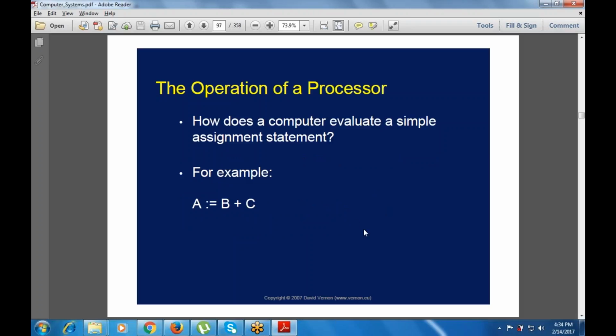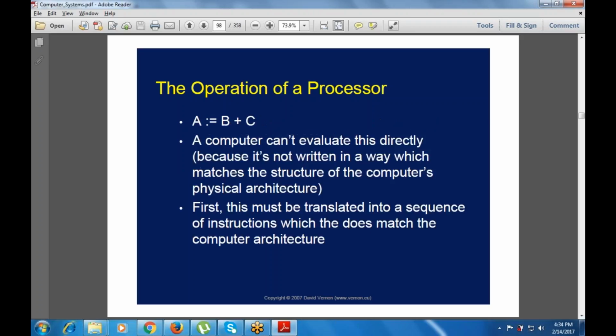Now this is one example of a processor. How does a computer evaluate a single assignment statement? For example, A equals B plus C. First of all, we have to add the values of the variables B and C, and it is summed up into A.